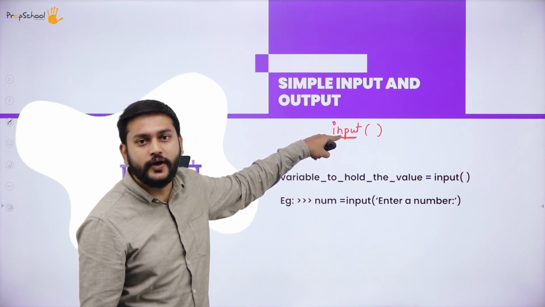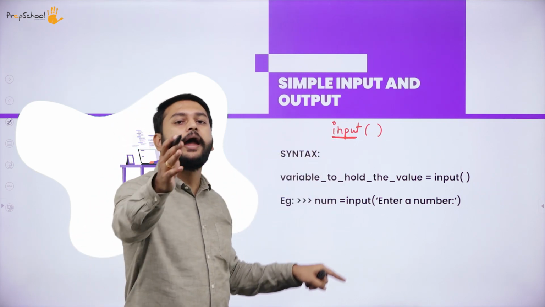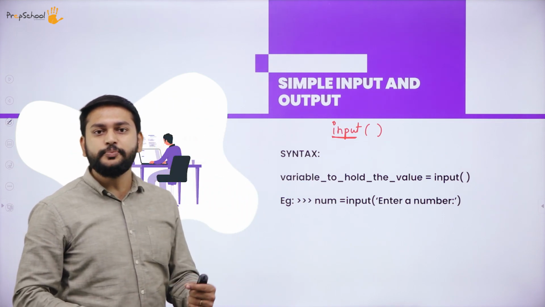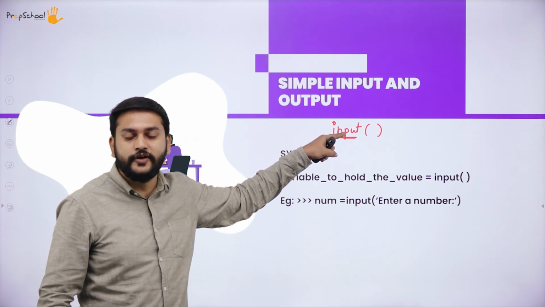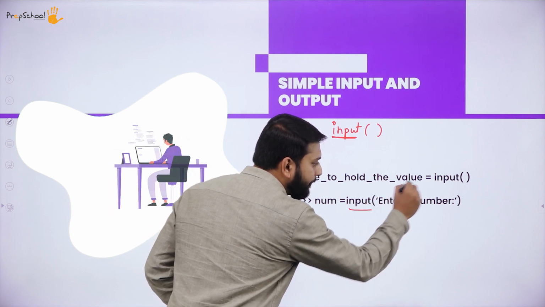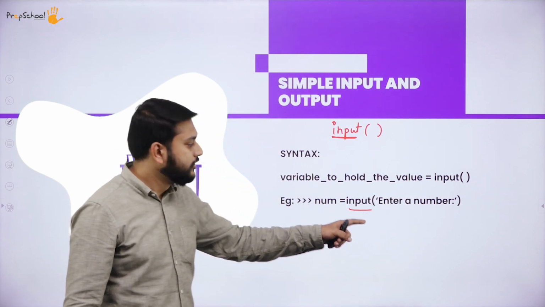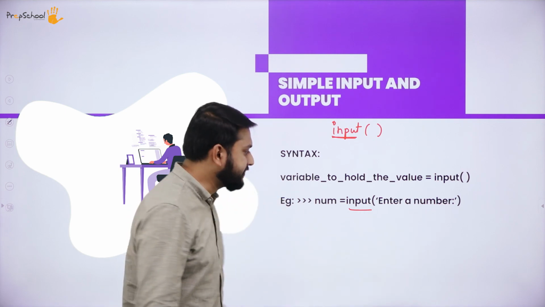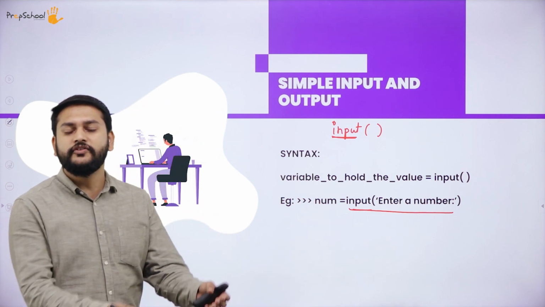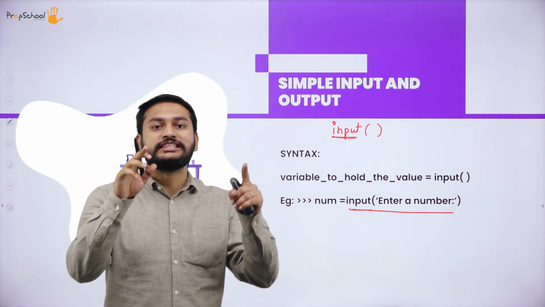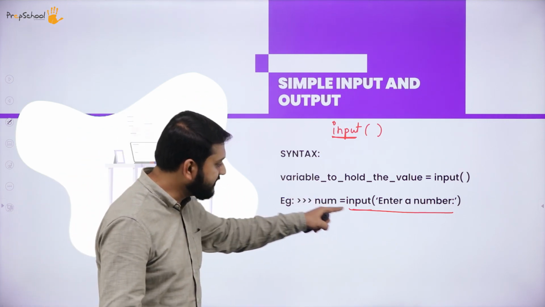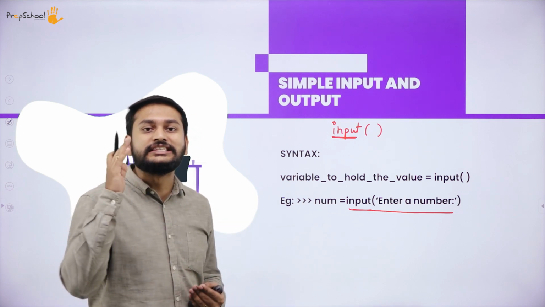Why do I have this function? I have this function to read the input from the user. Suppose I want to read any input from the user, I should use this function. I have taken an example here. I have written input, and within the parentheses, within the quotes, I have written enter a number. By default, this input function reads whatever data we read from the user in the form of a string data type.